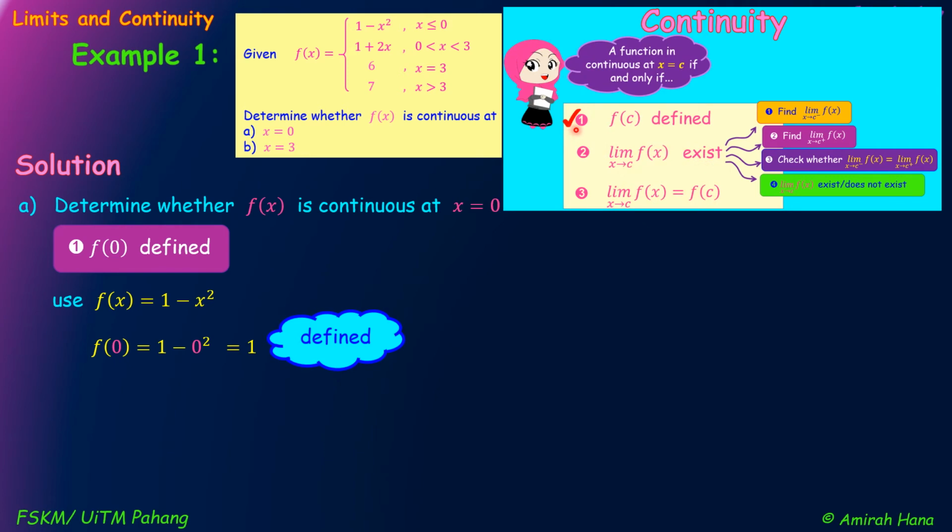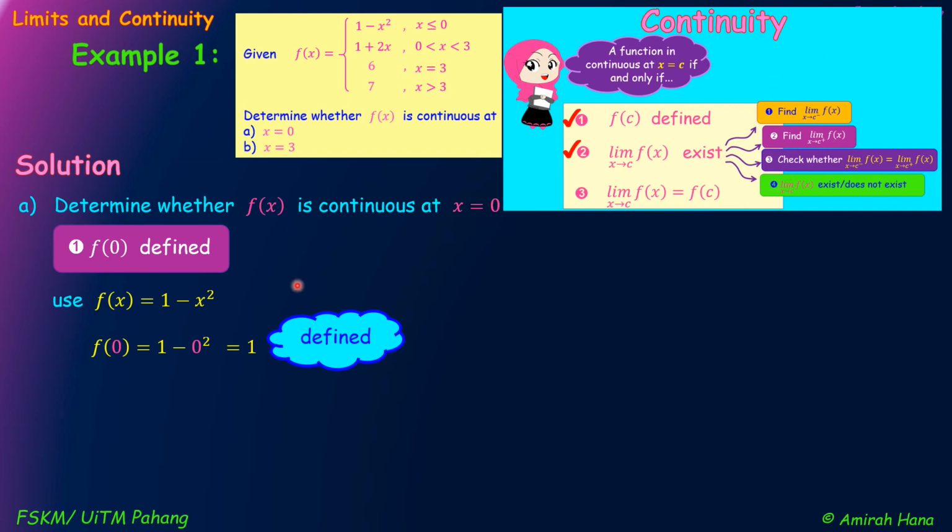Alright, now the first condition is passed. So we need to proceed with condition number 2. Limit x approaches c of f(x) must exist. To check whether limit x approaches c of f(x) exists or does not exist, we have 4 steps here.